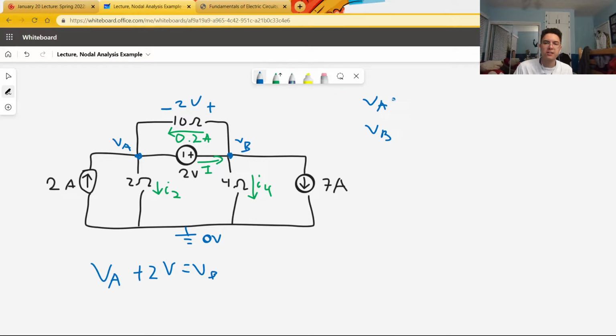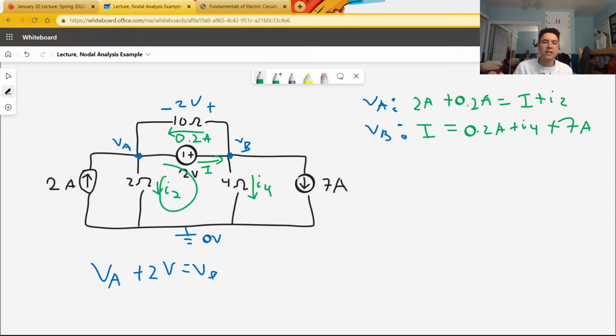Now that we have our nodes selected, it's time to write our nodal analysis equations, which is basically KCL at each of the nodes. Note, VA and VB are not equal to anything necessarily in these equations. I'm just saying VA to denote that I'm focusing on the VA node. The currents entering the VA node are 2 amps and 0.2 amps, and the currents exiting the node are I and I2. The currents entering B are just I, and the currents exiting B are 0.2 amps and I4 and 7 amps.